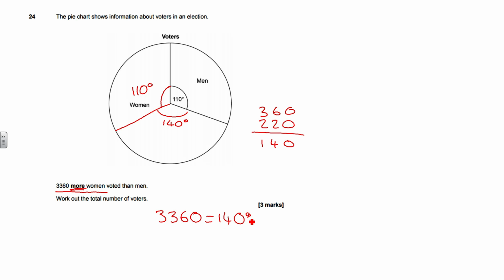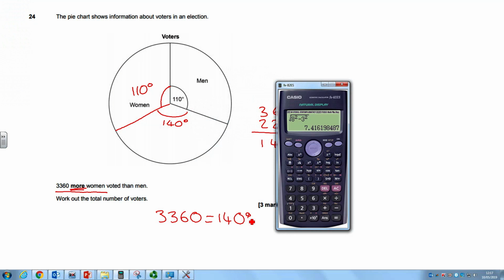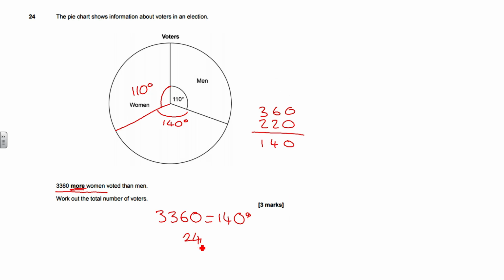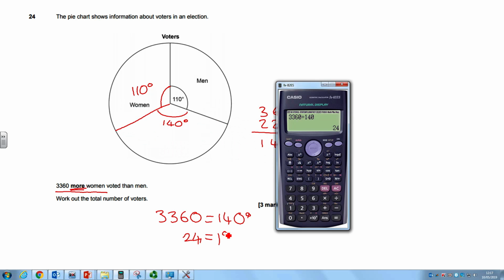At this stage, I'm going to grab my calculator again, and I'm going to do 3,360 divided by 140, because that will tell me what 1 degree was worth. So in other words, 24 people are represented in 1 degree. Now obviously our full pie chart is a full 360 degrees. So now we multiply 24 by 360. That's our voters, 8,640.